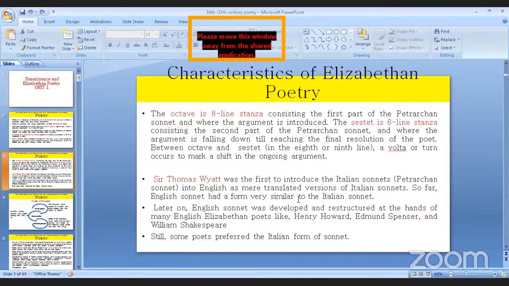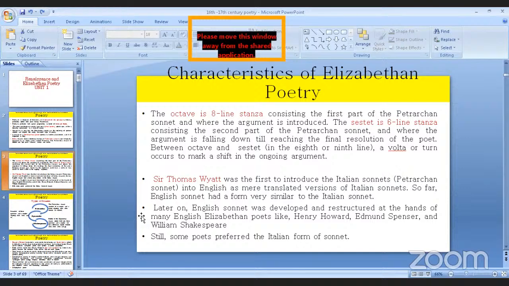And then between octave and sestet, a volta or turn occurs to mark a shift in the ongoing argument. So as the argument proceeds, suddenly there is a turn, a twist. And then the concluding sestet tries to resolve. That kind of twist comes between these two. Okay, and that's called a volta, right?